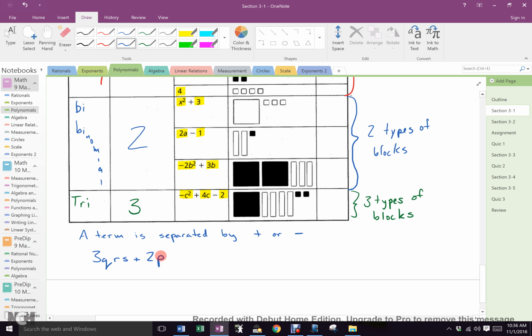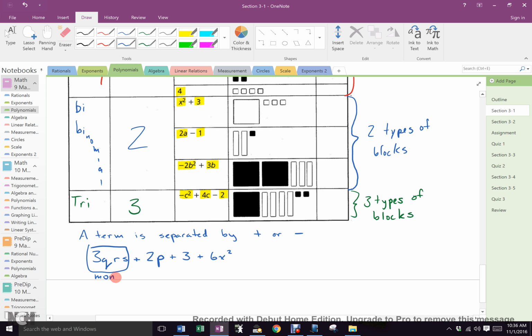3QRS plus 2P. Binomial. Because I got a plus sign. You can add as many. Picking up what I'm putting down? Everybody with me? So that's a binomial. Plus 3. Trinomial. Plus 6x squared. The polynomial. Polynomial. Okay? Big word that I can't pronounce.